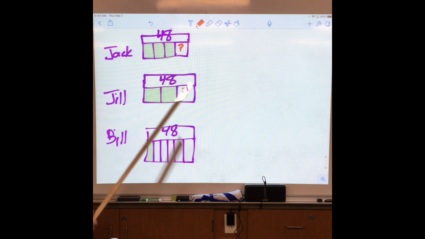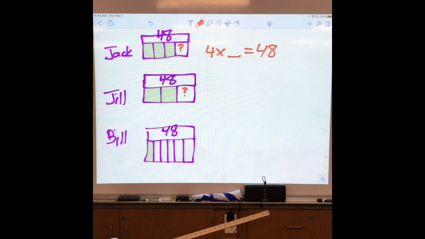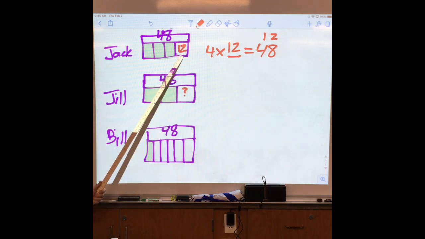48 goes in, we're going to ask ourselves, 4 times what is 48? 4 times 2 makes an 8, right? And 4 times 1 makes 4. Would it be 12? Yes, it is. So Jack's bucket, he has what left? He's got 12. I mean, he spilled 12, right?